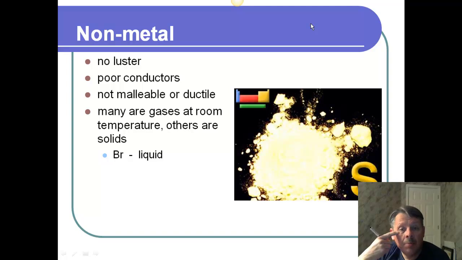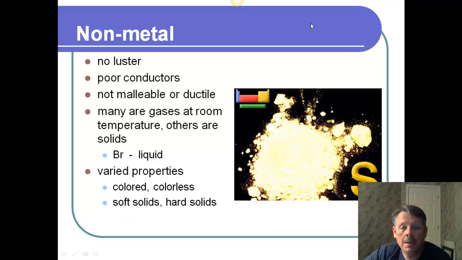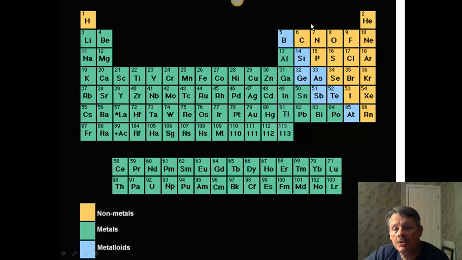Many nonmetals are gases at room temperature. For example, neon is a gas. Some are solids, like sulfur. Some are liquids. They have many varied properties. Some are colored, some are colorless. Some are soft solids, some are hard solids.